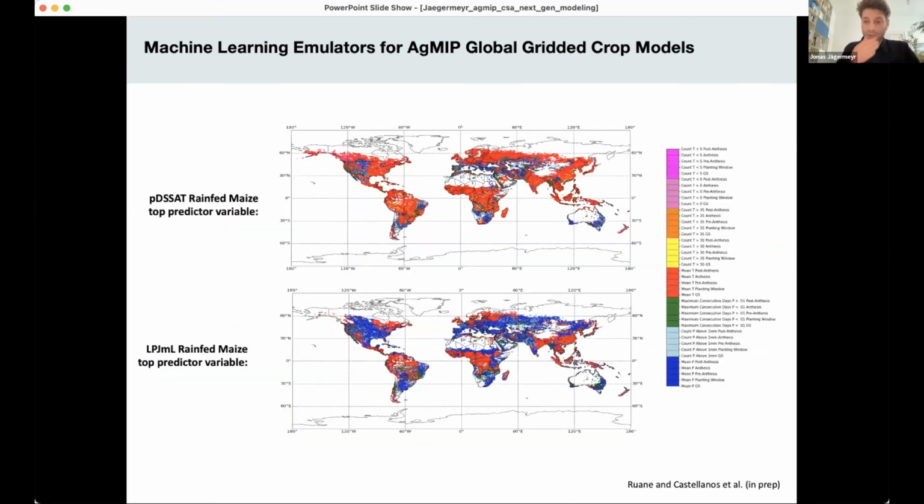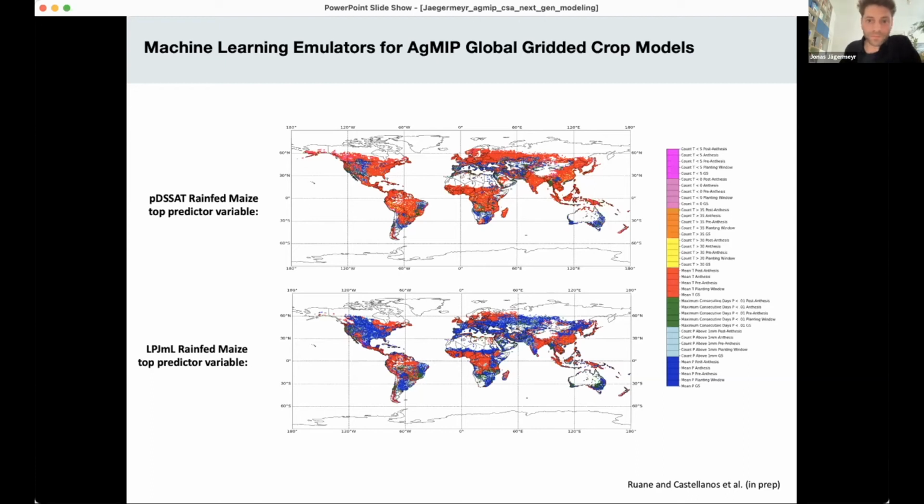Then another in-house product that Alex is working on flips it around, using machine learning to learn about the process-based models. So the feature selection out of the machine learning algorithm actually tells us a lot about the sensitivities of the model. And just highlighting here too, the pDSSAT and the LPJmL models show that the DSSAT model is much more sensitive to the temperature variables, whereas LPJmL is mainly responsive to the precipitation domain.